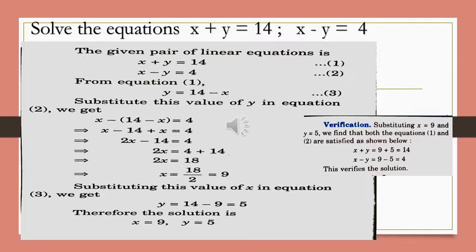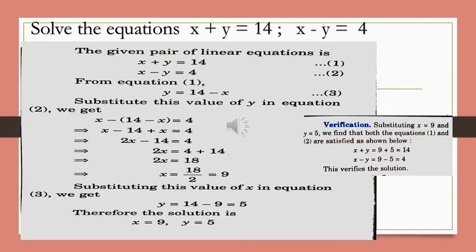So what is equation 2? Equation 2 is x minus y equals 4. In place of y, we will write 14 minus x. See the step? Substituting this value of y in equation 2, we get x minus (14 minus x) equals 4. Now this becomes a simple linear equation in one variable, and that variable is x. So now we will solve it.